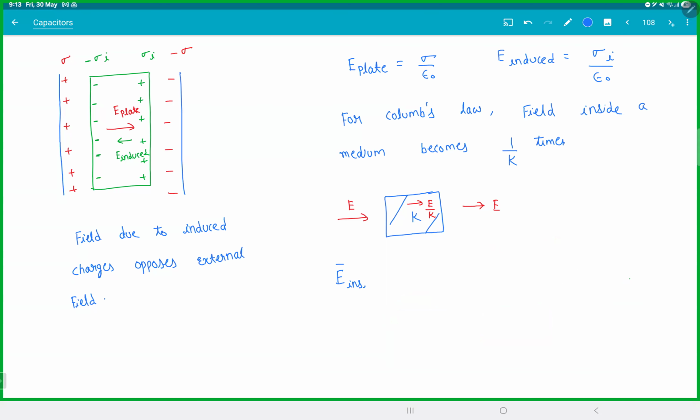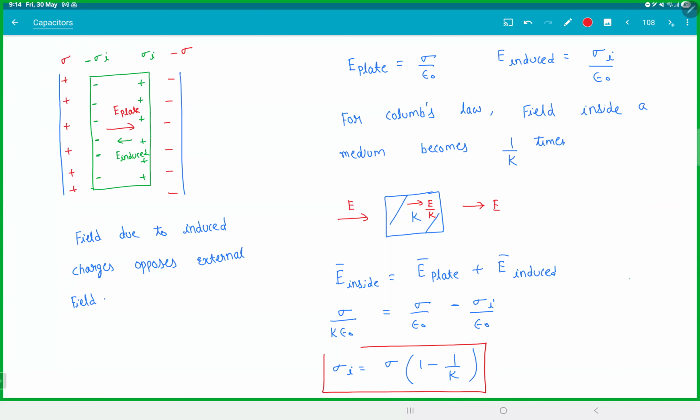So from this logic, if you take E inside, this will be the field due to the plate plus field due to the induced charges. This will be sigma by K times epsilon. This will be sigma by epsilon. This will be minus sigma induced by epsilon. From here we get sigma induced will be sigma into 1 minus 1 by K. Pretty good result to remember. This will be the induced charges.